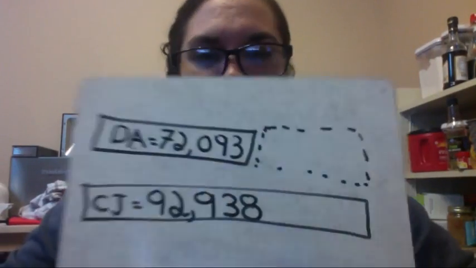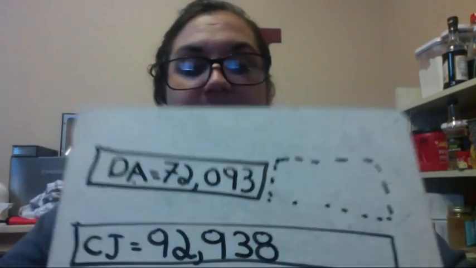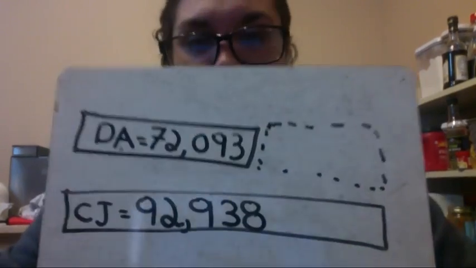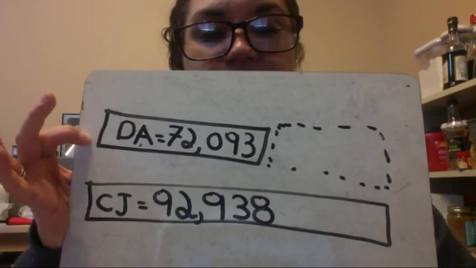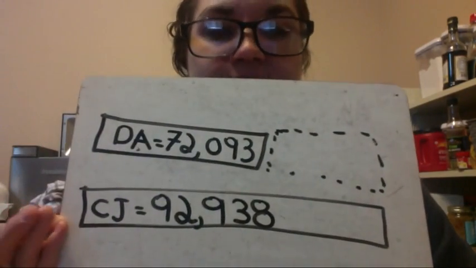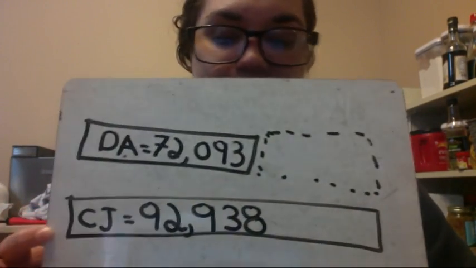So I have actually set this up on my whiteboard already with my bar diagram. Again, cannot impress enough. If there's nothing else you get from Math and Eureka this year, the use of bar diagrams cannot be understated. They are your best friend. So I wrote their initials. Damian got 72,093 votes. Corey got 92,938 votes. So now this is exactly like our bar diagram, right?